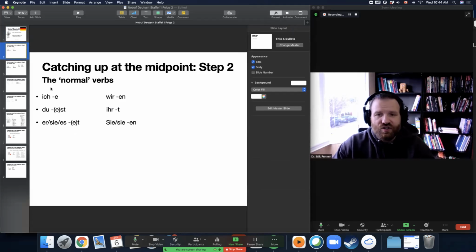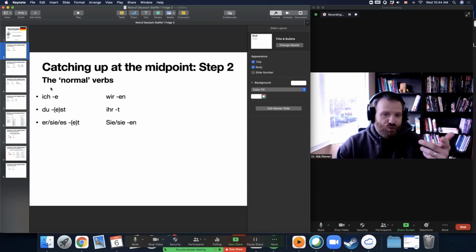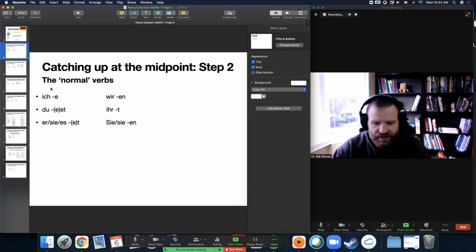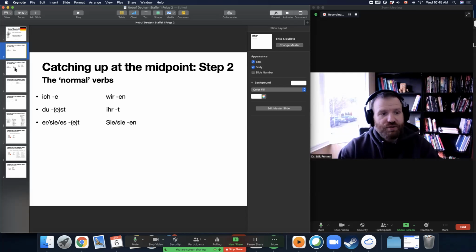Then I taught you the six tricky, we call them special verbs because, well, they're special. They're different than the normal verbs. And these verbs were ich will, du willst, er will. Ich darf, du darfst, er darf. Ich muss, du musst, er muss. Ich soll, du sollst, er soll. Ich mag, du magst, er mag. And there's a sixth one. I always forget the sixth one, whatever it is. So go look it up in the previous video.